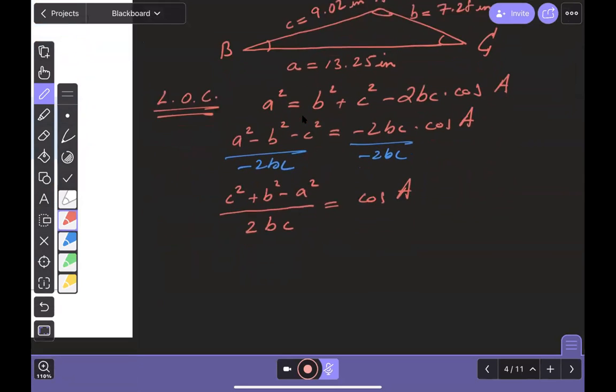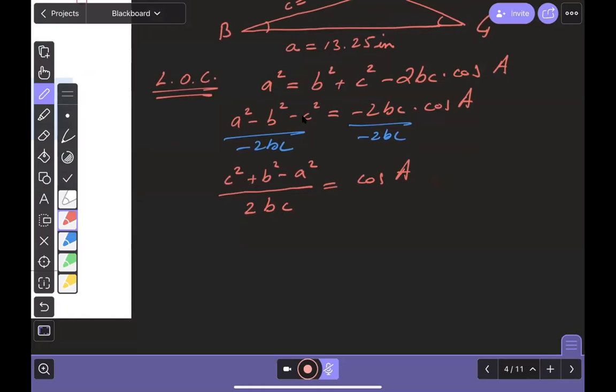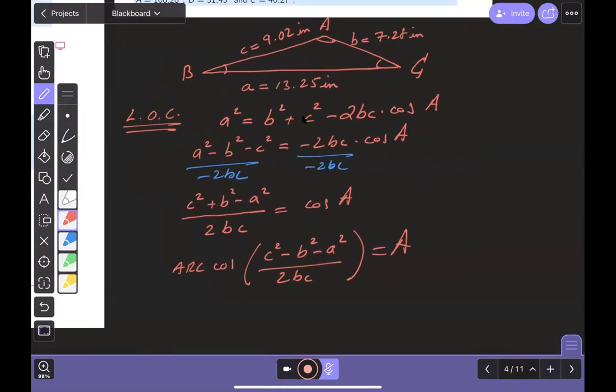All right, what am I going to do now? Arc cosine of this crazy thing over here would equal the angle A. Right now, so I don't think I could do that. And I think you can.